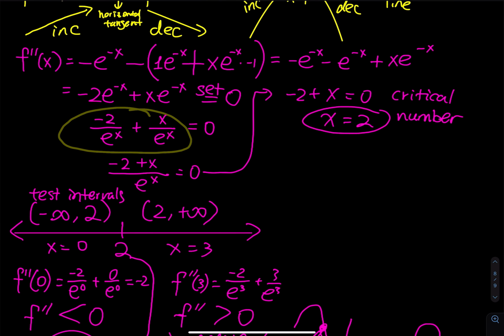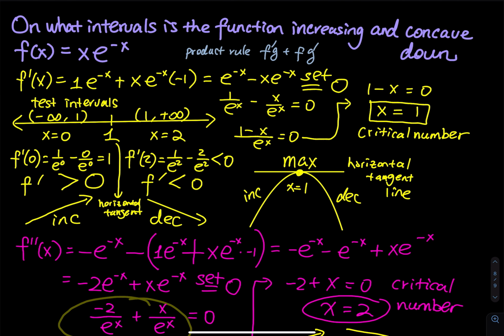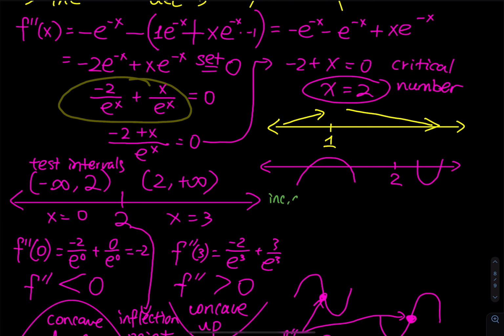So the big conclusion we have, let's follow the color code. This is what we have for the first derivative, right? We have a 1. And then from negative infinity to 1 is increasing, the other one is decreasing. And then for concavity, we have a 2. So let's draw that. We have a 2, and then we have concave down, and then concave up. The question is asking increasing and concave down.